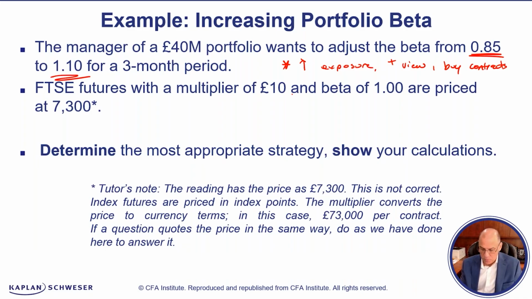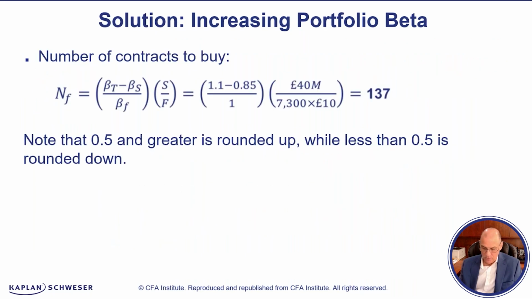FTSE futures with a multiplier of 10 and a beta of 1 are priced at 7,300. We're going to determine the most appropriate strategy, and we're going to show our calculations, okay? Here's a little note for you that you can read here. The reading has a price of 7,300. It just talks about the reading in the book. So if you want, you can read that real quick, but let's go ahead and jump right into our example solution, because that's really what you're here to see.